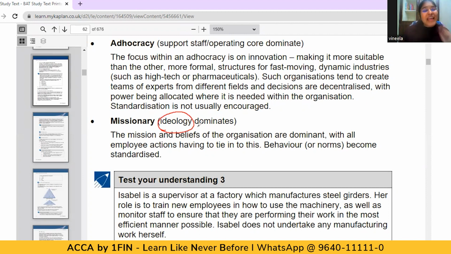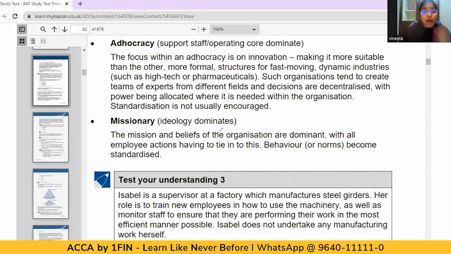For me, my ideology is important. Then that type of structure is called missionary type of structure. The one that dominates in the organization is not any building block. The one that dominates the organization is their mission, their beliefs. Here, generally the ethics, morals, the behaviors will be important. So that's why they'll standardize those behaviors.